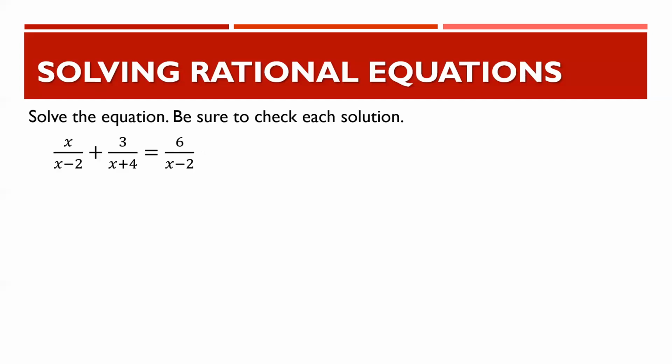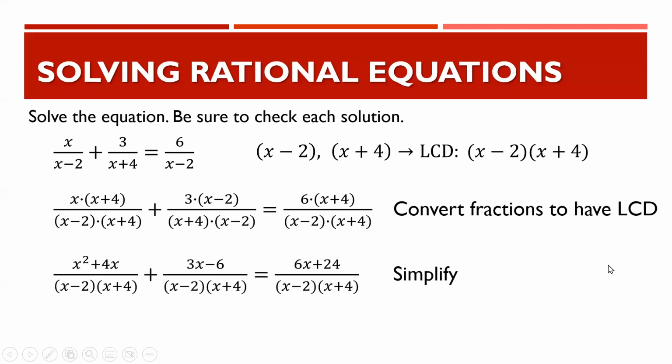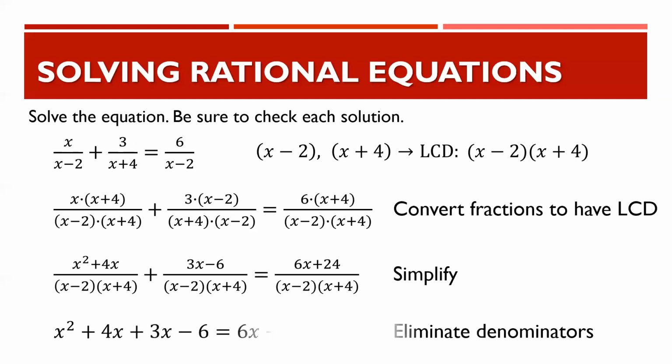All right, here's the next one. Let's check out those denominators. We've got a factor of x minus 2 and x plus 4. So we need one of each for our LCD. Converting each fraction so that it has the LCD. Our first fraction would be multiplied top and bottom by x plus 4, second fraction by the x minus 2, and then the last fraction by an x plus 4. Simplifying the numerators, there's the result. Now that all of our fractions have the same denominator, we can go ahead and eliminate those denominators.